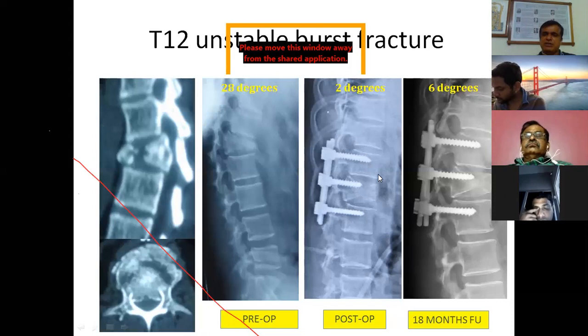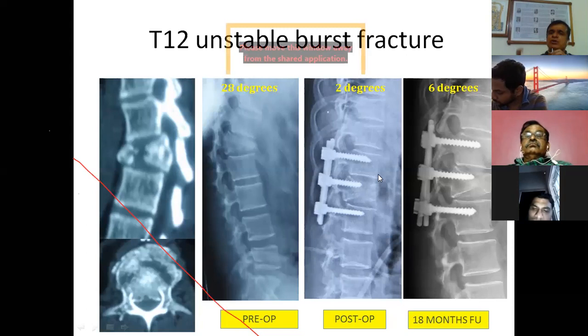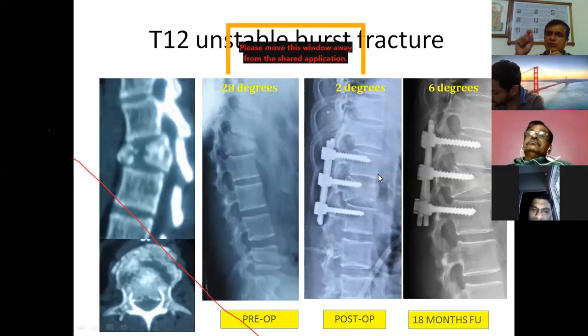Second, if the fracture has not healed. When you're treating a patient conservatively, when the patient comes for follow-up, always take a lateral standing view. Standing view is a must. Don't take a lying down view. A lying down view will not give you a clue whether the fracture is collapsing or not. When you take a standing view and compare with the initial X-ray, you can find whether the fracture is healing or collapsing.